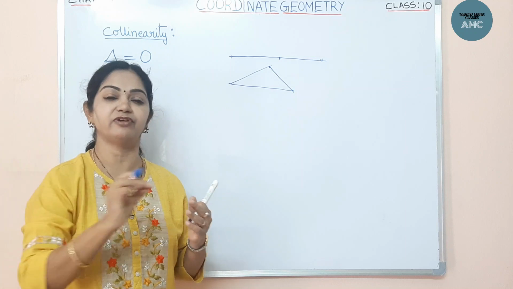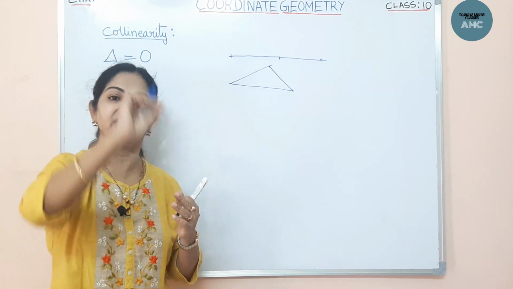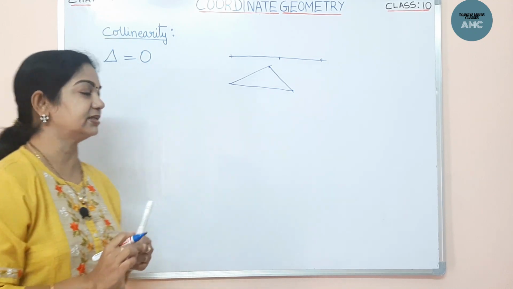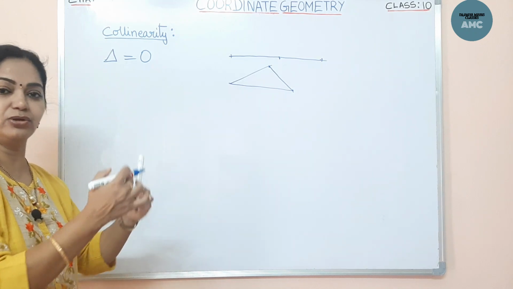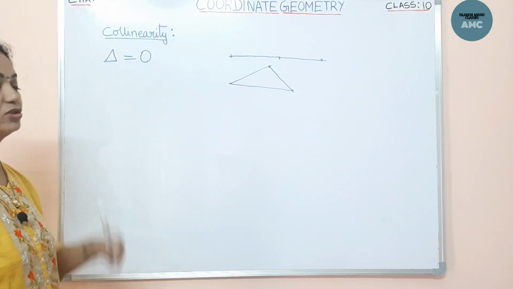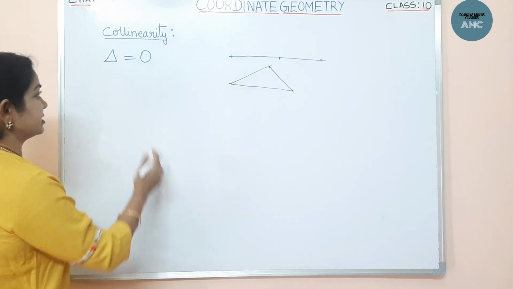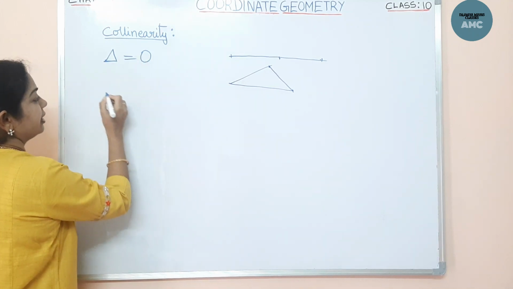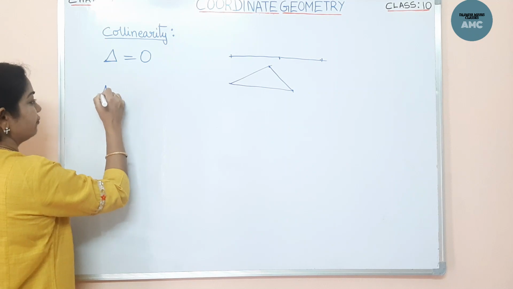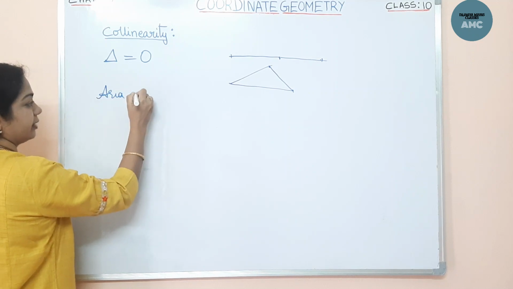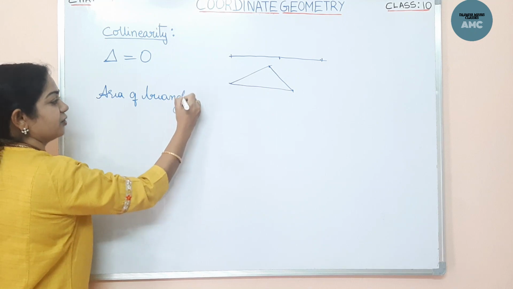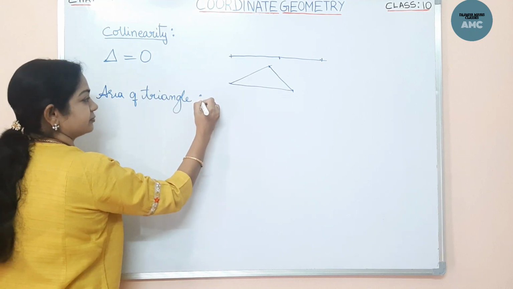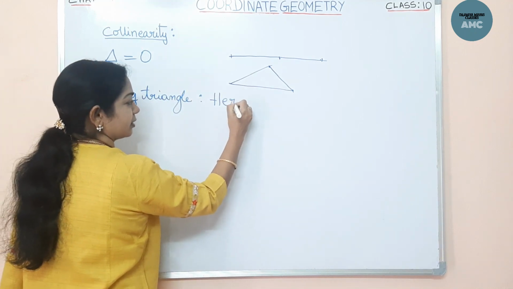So when they are not placed on one line, we can draw a triangle, isn't it? So collinearity means just checking whether the area of a triangle is 0. Those points will be collinear when the area of the triangle is 0. Now let us find the area of a triangle again. Area of a triangle by Heron's formula.